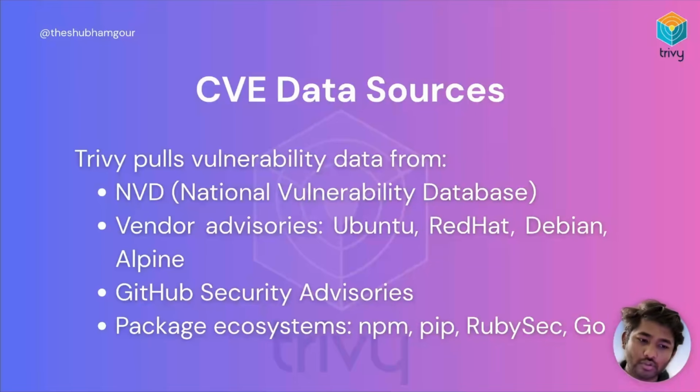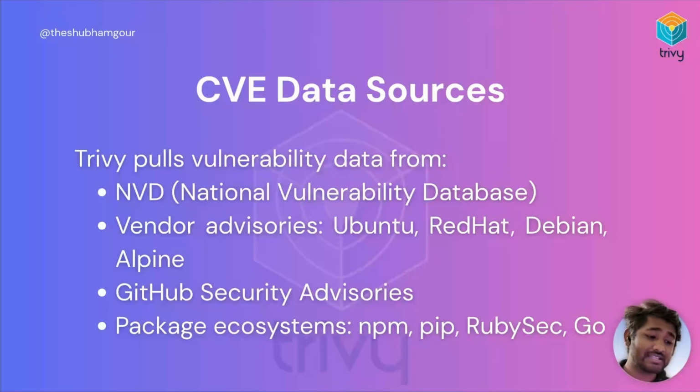The second source of truth for the vulnerability database is vendor advisories. Now it can be Ubuntu, it can be Red Hat, it can be Debian, it can be Alpine. Third would be GitHub security advisories. What is GitHub security advisories? Now, here GitHub is a community of all the developers. So all the issues raised by the development team, all the open source developers, are being logged in these advisories. That is taken again as a reference point in these data sources.